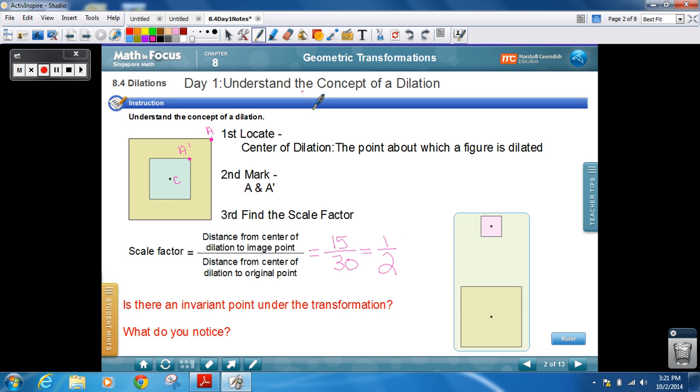The question that it asks here is, is there an invariant point under this transformation? Yes, there is an invariant point. Remember, an invariant point is the one that remains unchanged or unmoved. The point under this transformation that's invariant is this point C. What do you notice about point C? Point C is not only the invariant point, it is also the center of dilation. So our center of dilation is going to be an invariant point.